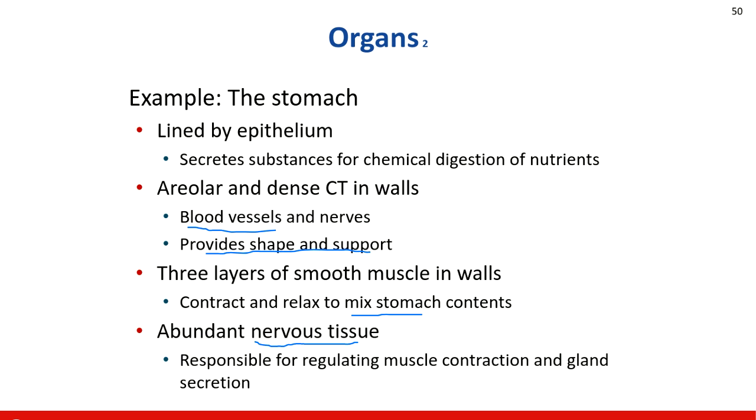It's also going to tell the glands in your stomach when to secrete the stomach acid and when not to secrete the stomach acid. There's got to be an on and off switch for all this stuff, and that's where the nervous tissue comes into play. So it's important to understand that a lot of these organs, not all of them, but a lot of them, will have all four tissue types.